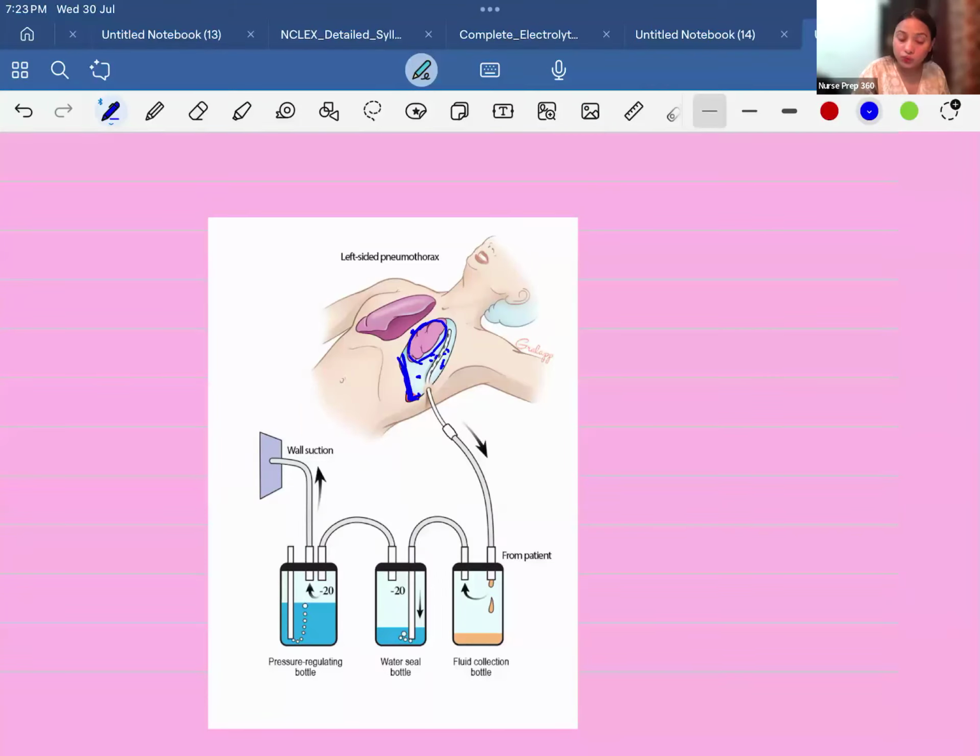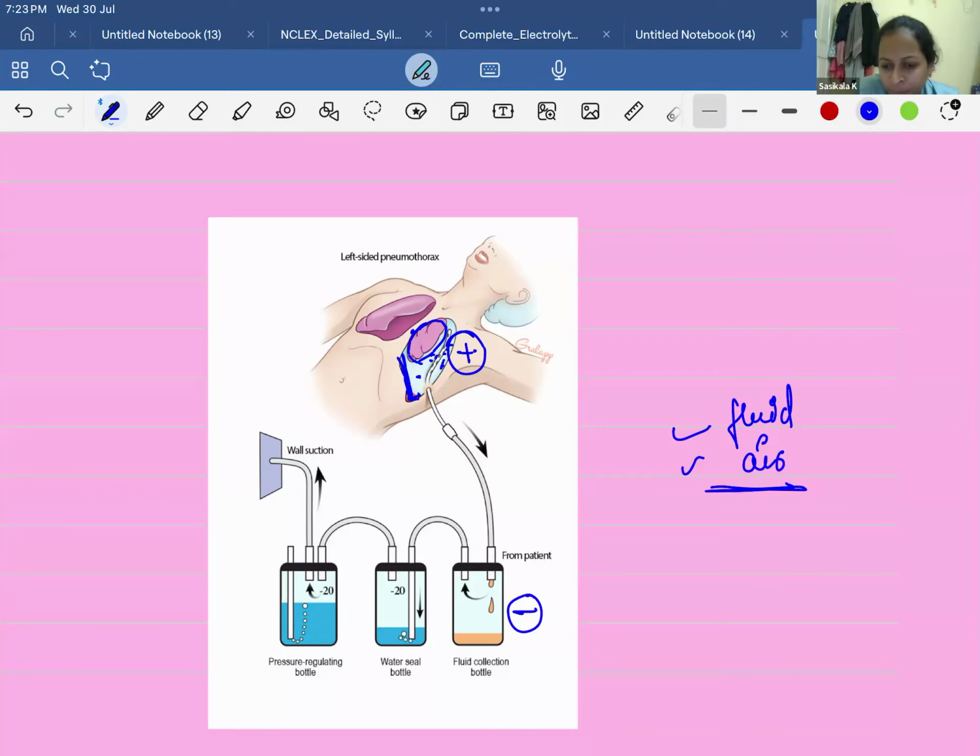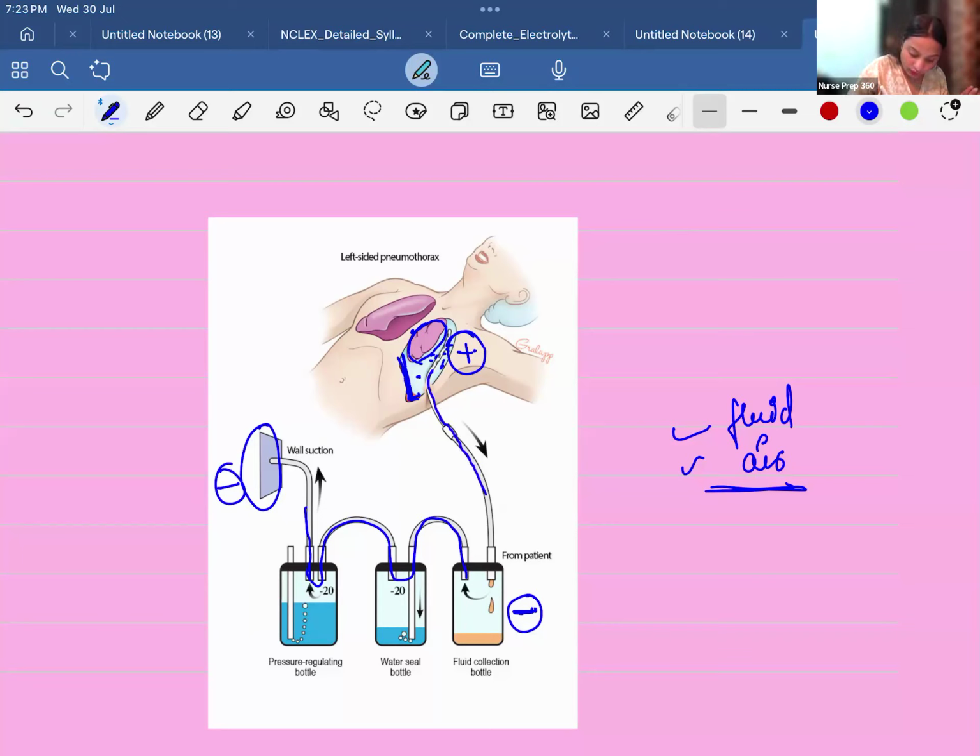Now, if we want to remove the fluid as well as air from this cavity, there will be a positive pressure. So you need to create a negative pressure or suction so you can suck out the air as well as fluid from the cavity. Suction is just a negative pressure. There is one connection, and this is also connected to this. So there is negative pressure in this chamber, and due to negative pressure, the fluid as well as air is moving out of this cavity.